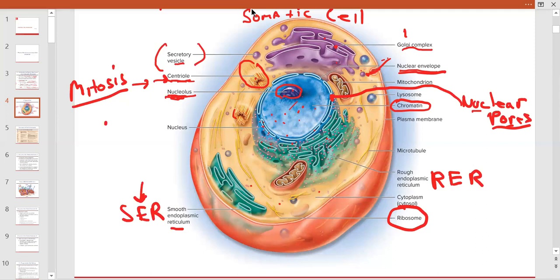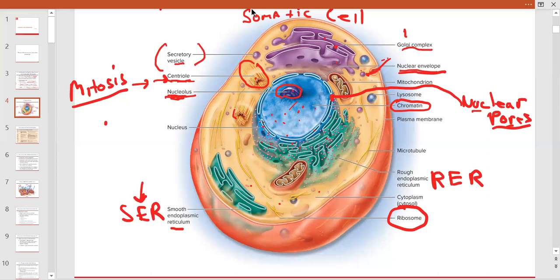Meiosis is gamete cell division of the sperm or the egg. Completely different outcome. Like mitosis, exactly the same cell. Genetically, everything's the same. Two cells, they call them daughter cells. In meiosis with sperm and egg cell, completely different genetic cells.